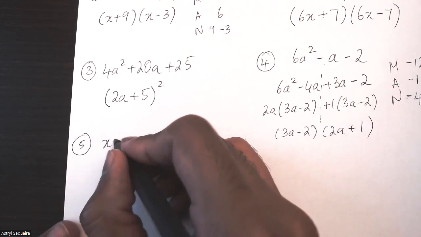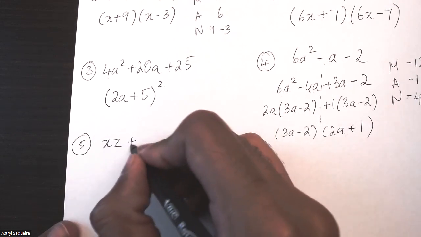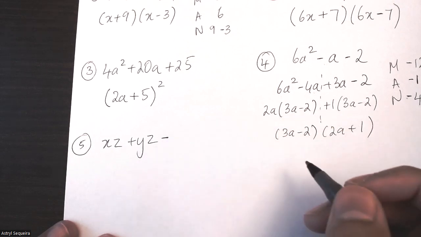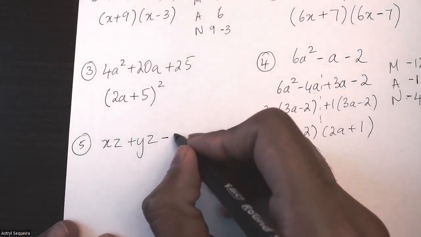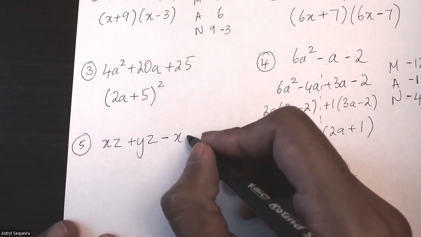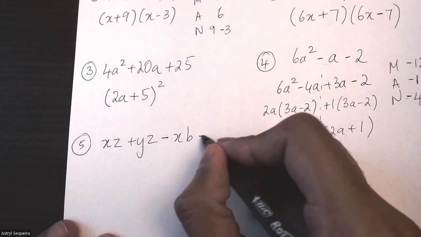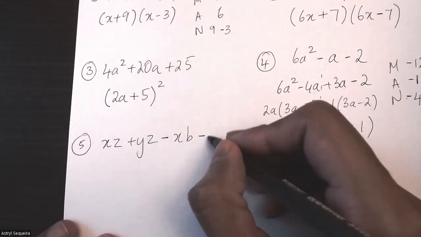So we have xz plus yz minus xb minus yb.